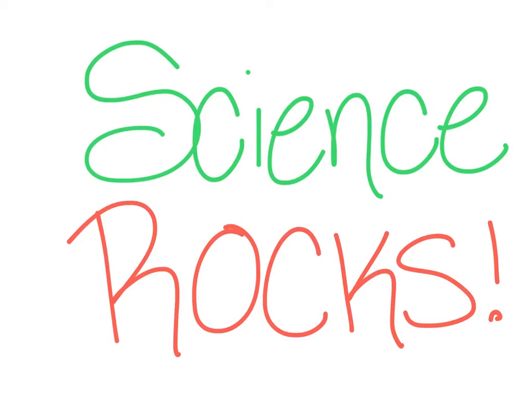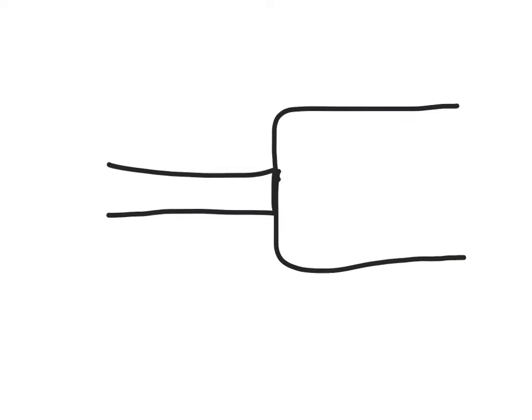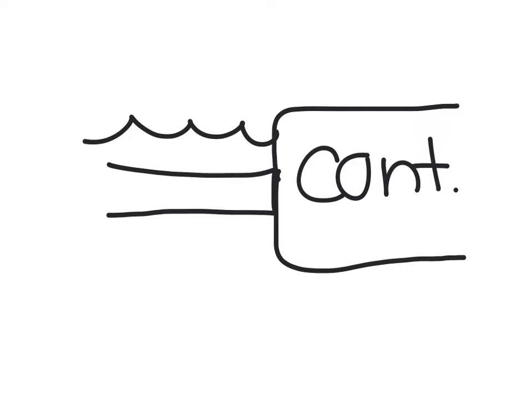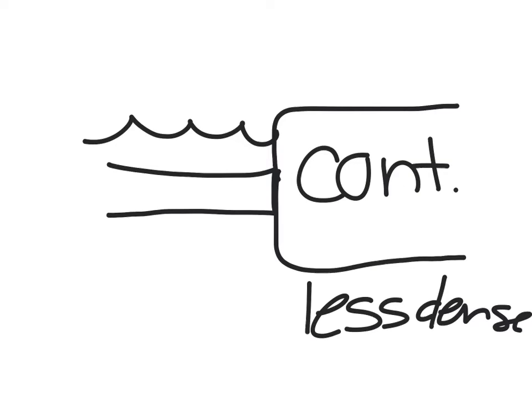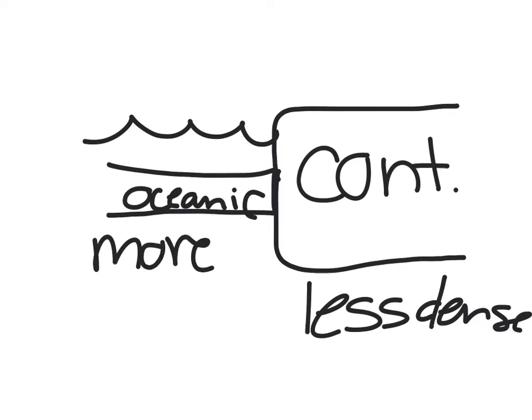So first, let's review our two types of crust. So we have our oceanic crust and we have our continental crust. So continental, we know, is a little bit thicker than our oceanic crust. So not only is it thicker, but we know it's also less dense. And we have our oceanic crust over here, which, just like pizza, thin crust, yes, it's thinner, but it is more dense.